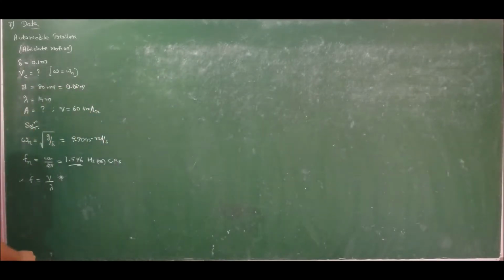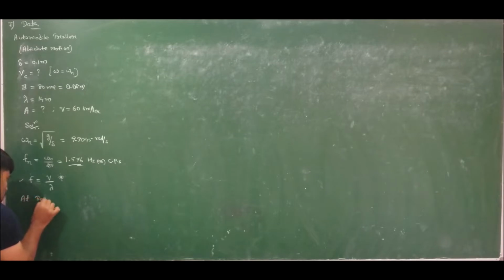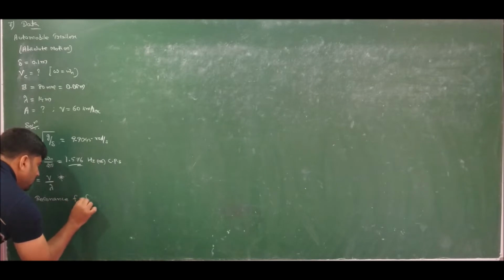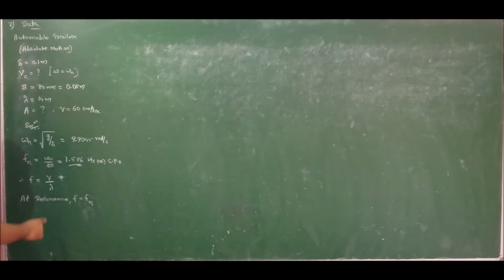Now I should find the critical velocity of the automobile at which resonance occurs. So to find the critical velocity of the automobile, at resonance, omega is equal to omega n, correct? So at resonance, the frequency will become the natural frequency. So I know the natural frequency, I know the wavelength is 14 meters, so I can find the critical speed, correct?